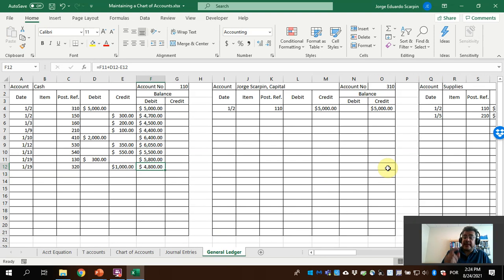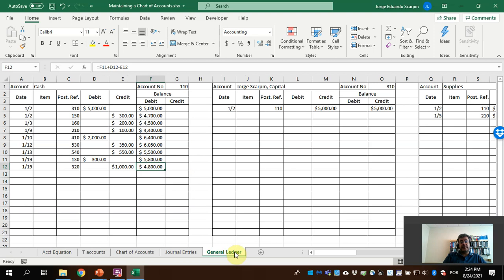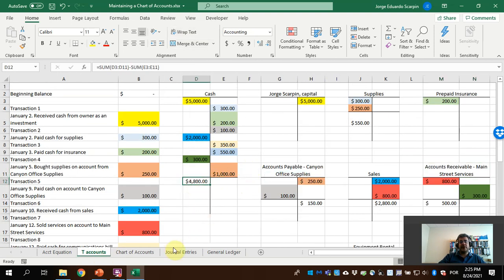How do we present it? Remember, the journal entries is on chronological way. This is based on chart of accounts. So when we summarize it in a report, we would start with cash, then accounts receivable, then supplies, then accounts payable, then owner equities, then revenue, then expenses. So we would sort it in the same order of the chart of accounts. Sorry. How do we know if these numbers are right? Easiest way, double check with the T account. Cash 4,800, cash 4,800, and so on.